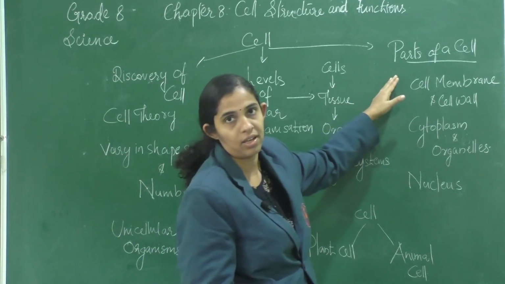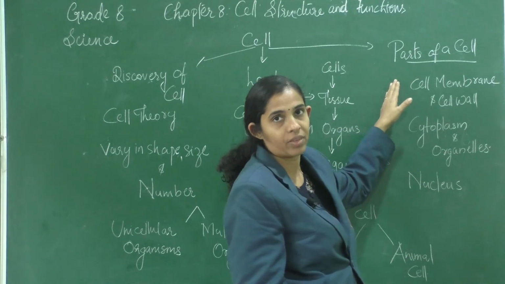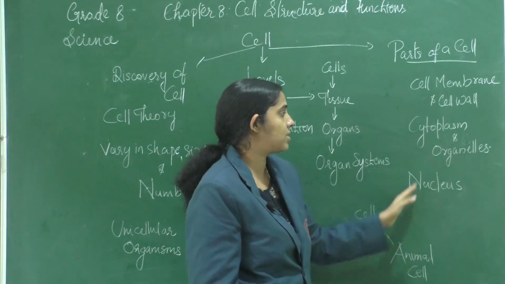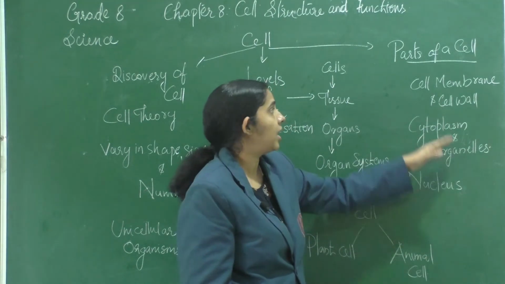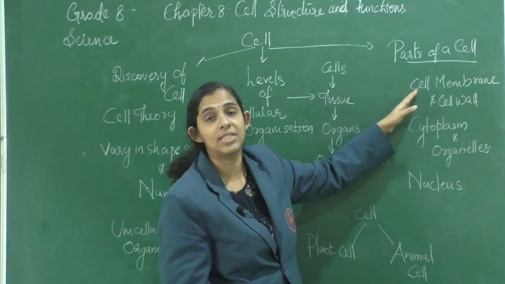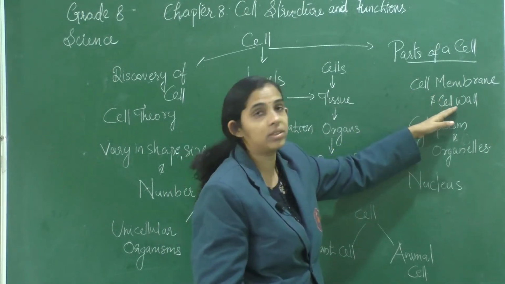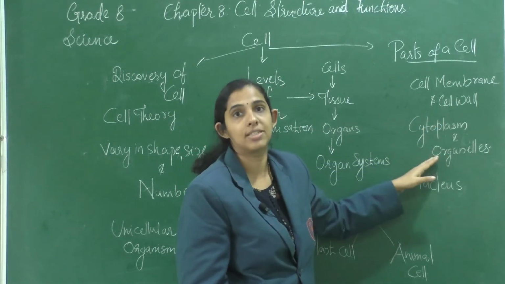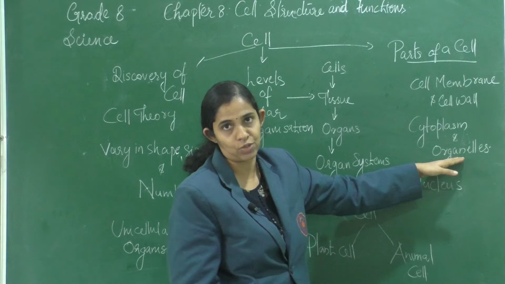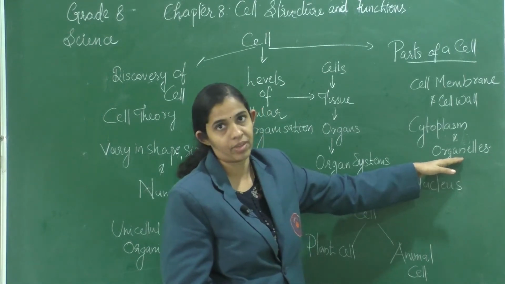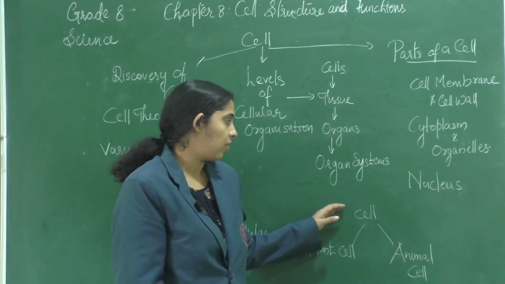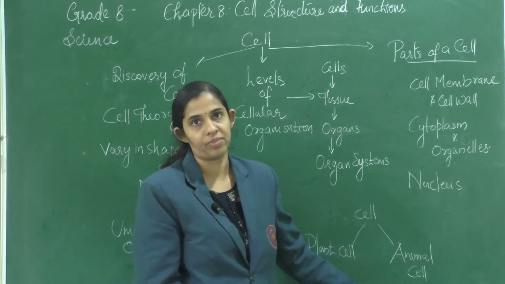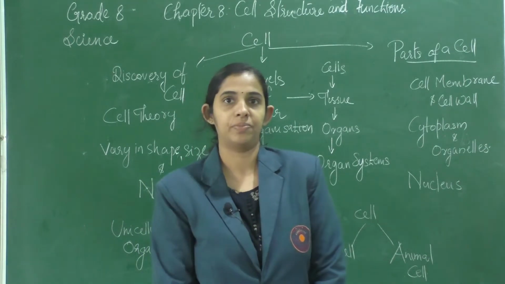Next, we have seen different parts of a cell. The main three parts are cell membrane, cytoplasm and nucleus. In plant cells, along with the cell membrane, there is an outer thick covering called the cell wall. And along with the cytoplasm, we have discussed the different components of the cytoplasm called organelles. In the last part of our chapter, we have tried to differentiate between a plant cell and an animal cell. So that is what our mind map is all about.